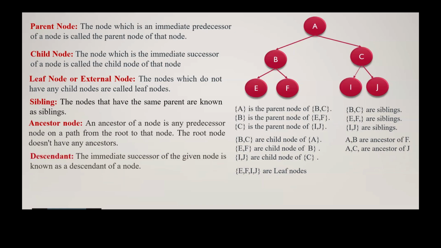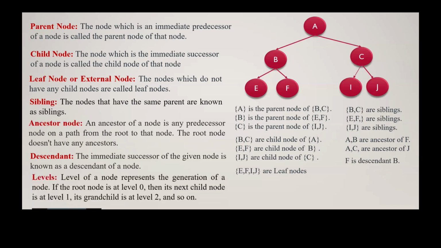Then descendant. The immediate successor of a given node is called a descendant of the node. So in this diagram, F is the immediate successor of which node? B node. So we can say F is the descendant of B. Similarly, E is the descendant of F. E is the descendant of B. Similarly, I is a descendant of C and A. So this is called a descendant.